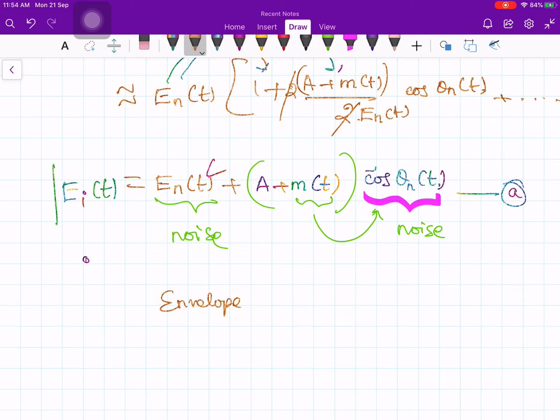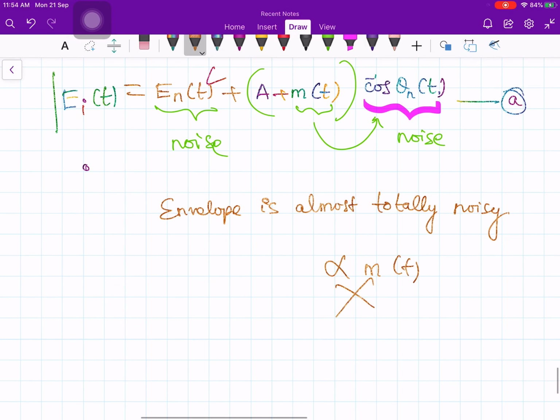The envelope is almost totally noisy, with no component which you can consider as being proportional to m of t. So there is nothing proportional to m of t; this situation is not at all there. So what does it mean? It means that under large noise conditions, the envelope detector fails to deliver the signal of interest. Therefore it completely breaks down.